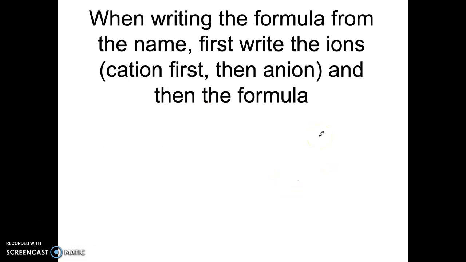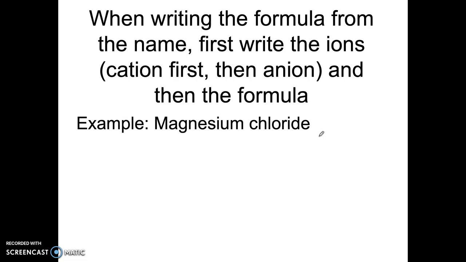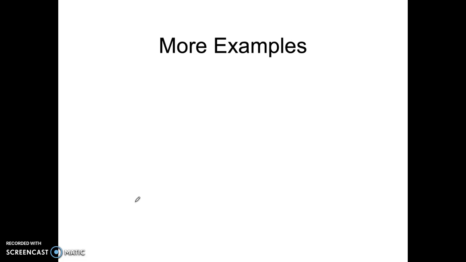So when writing the formula from the name, we first write the ions, and then we do the formula, okay? So now we're looking at the other way. So instead of trying to balance it, we know its name, and we just have to figure out how much of each we have. So for example, magnesium chloride. We know that magnesium has a charge of 2+, chlorine is a -1. So we do our switch because they're not even. So that means that the 2 goes with the chlorine, the 1 from the chlorine goes with the magnesium, and we end up with MgCl2. Looks like this.